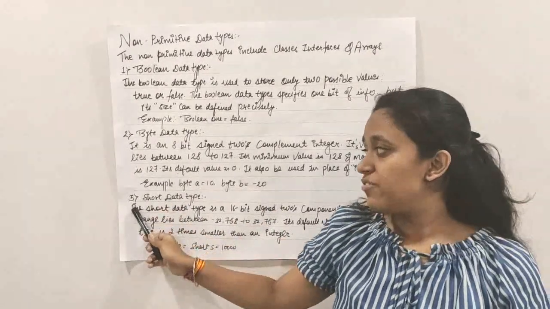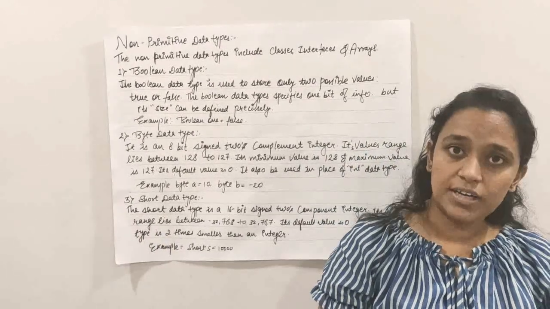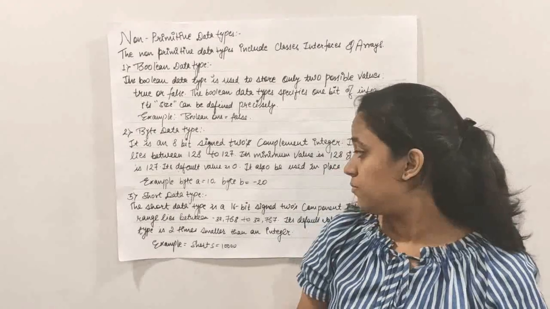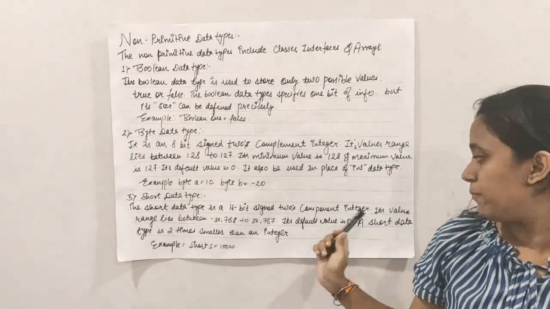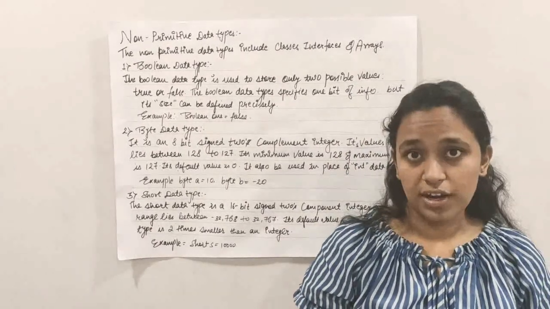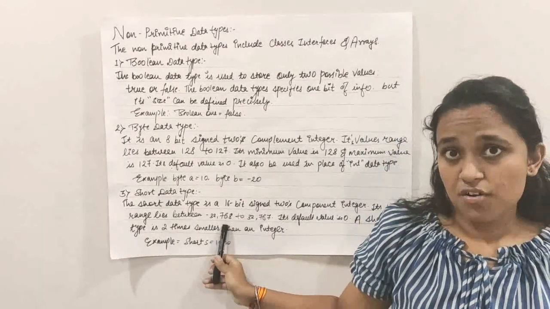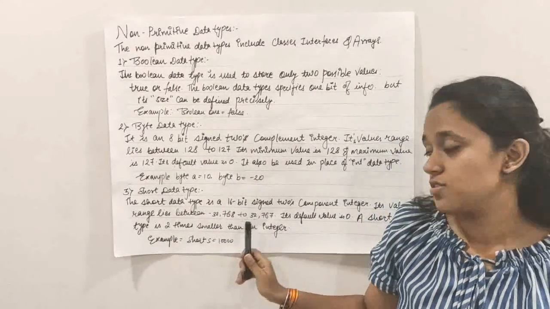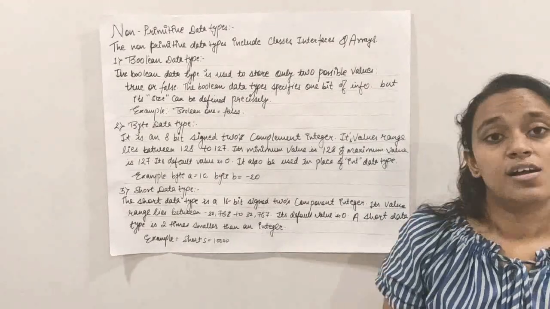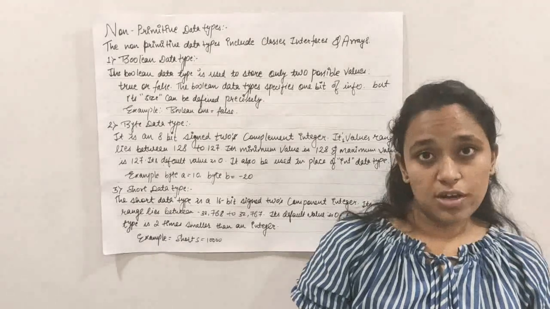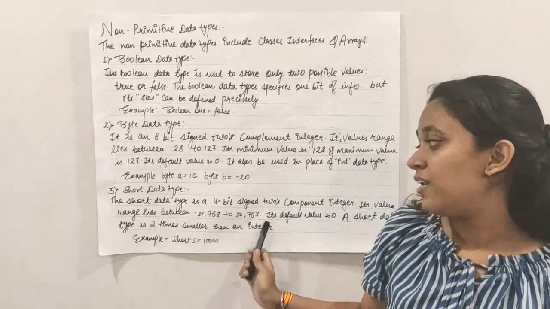Our third primitive data type is the short data type. The short data type is a 16-bit signed two's complement integer. Its value range lies between minus 32,768 to 32,767. Its default value is 0. A short data type is 2 times smaller than an integer.